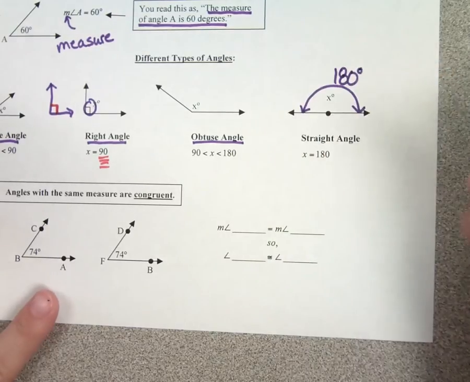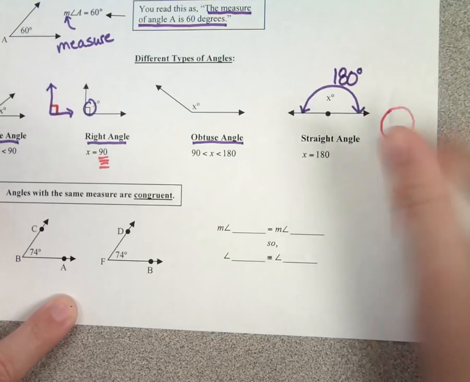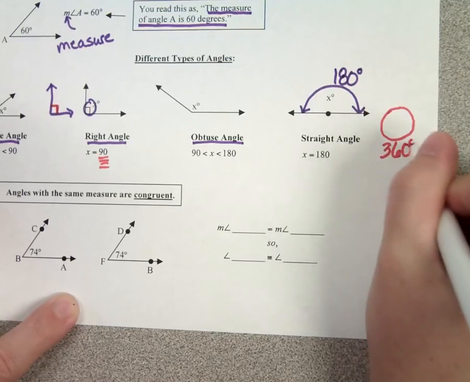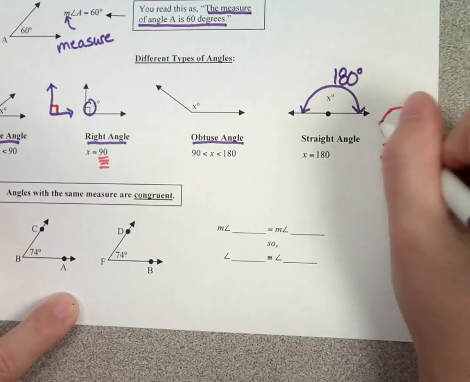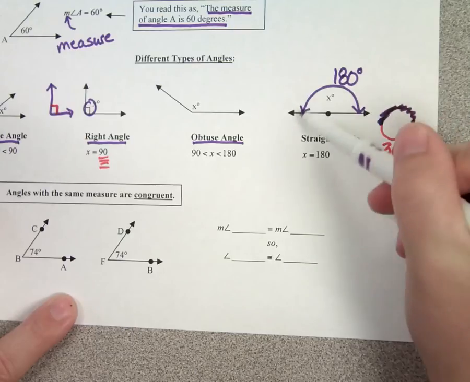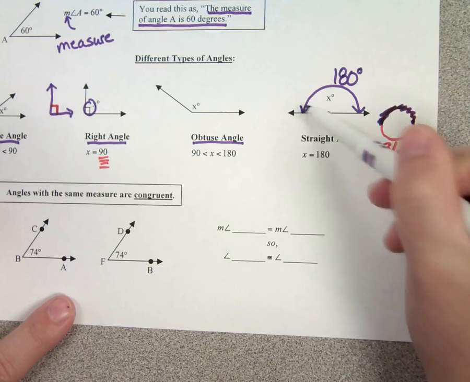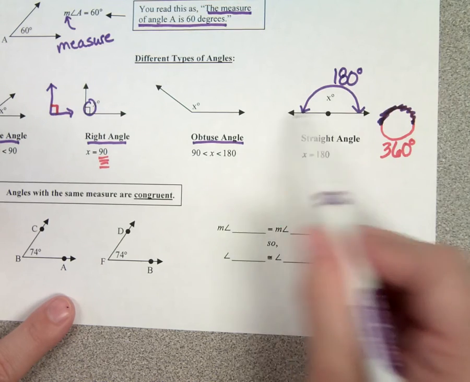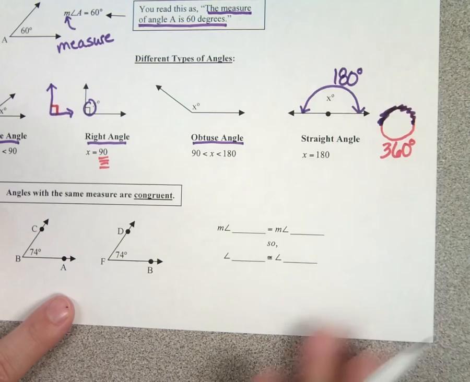And the reason it's 180 degrees is because all the way around a circle is 360 degrees. So if I only go halfway around the circle, then that would be 180 degrees. And that's what we do right here. We go halfway around a circle. We don't go the whole way. So a straight angle, or you can think of it as a straight line, it's 180 degrees from here to here.